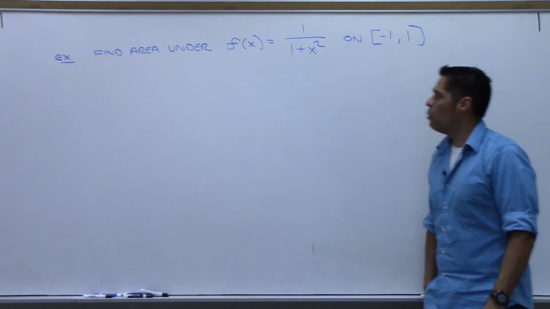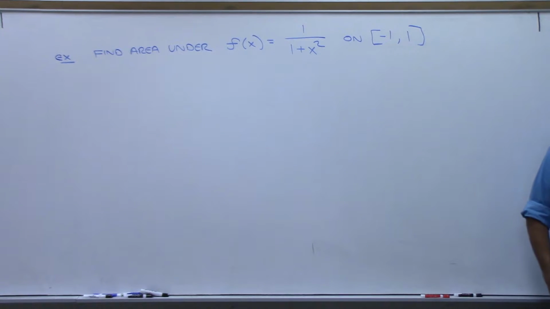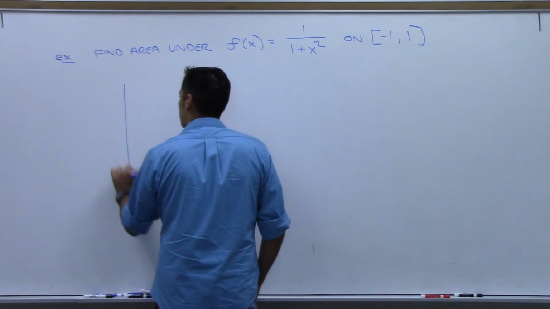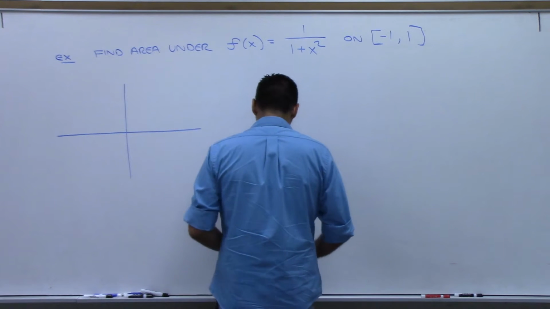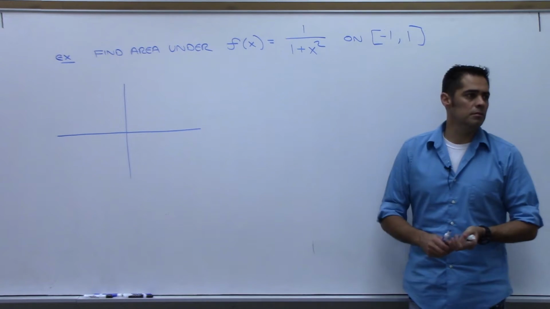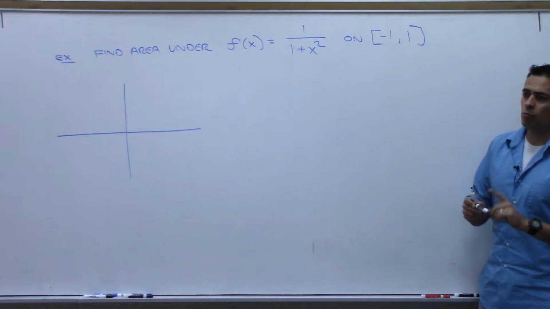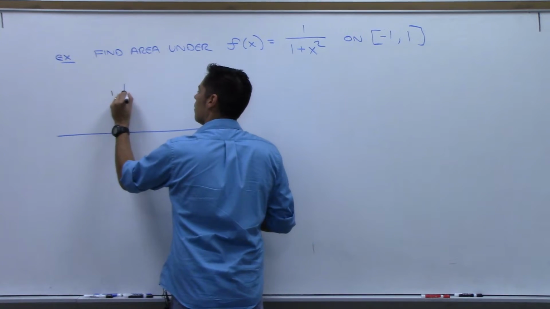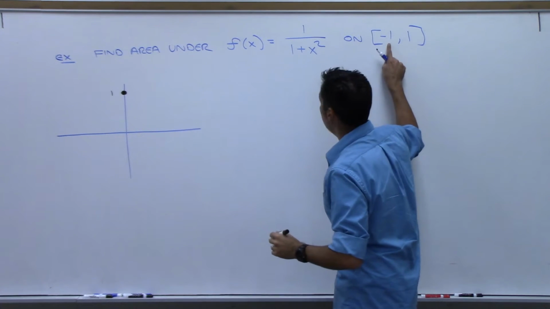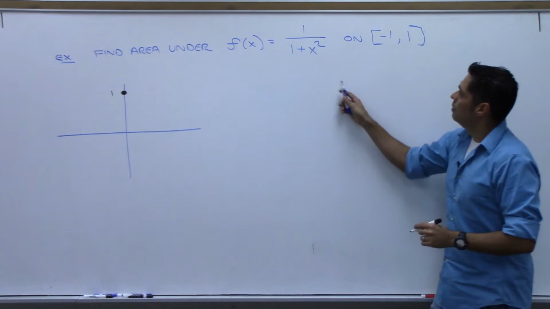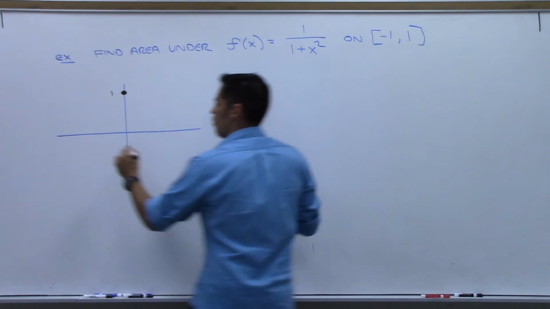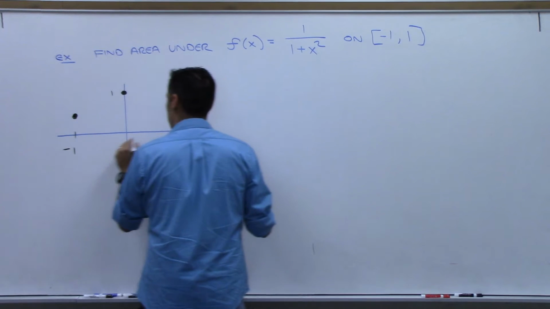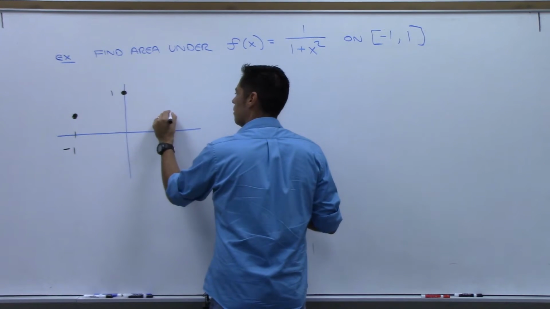So I'm going to draw a quick picture of this function. I'm going to graph it and do it by hand because it shouldn't be too hard to do. What's the value of the function at 0? 1? What's the value of the function at -1? 1/2, right? So at -1, I'm at 1/2. And what's the value of the function at 1? 1/2 again, right?